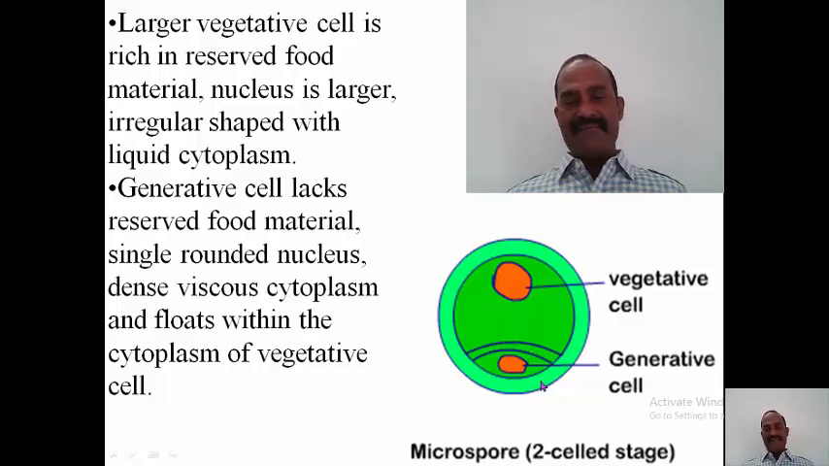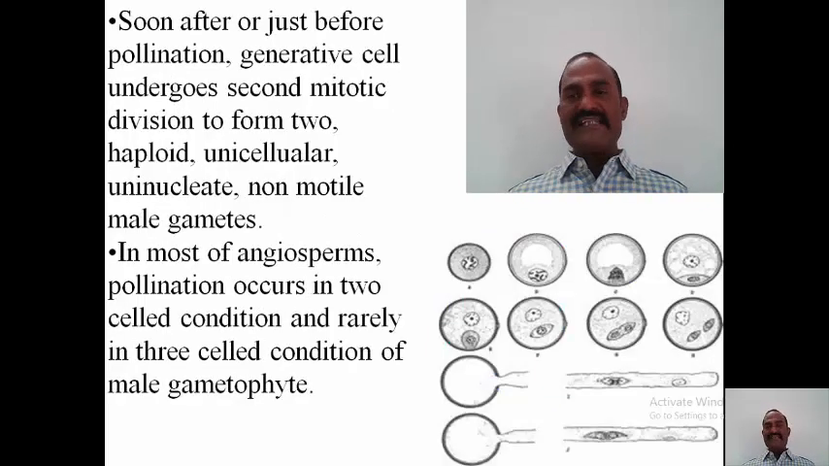However, the generative cell, a smaller cell, lacks reserve food material, has a single rounded nucleus, and the cytoplasm is dense and viscous, and it floats within the cytoplasm of the vegetative cell. So here you can say the vegetative cell provides the pool, or the medium, for floating of the generative cell. Once this process is completed, soon after or just before pollination, the generative cell undergoes a second mitotic division and that forms two haploid, unicellular, uninucleate, non-motile male gametes.